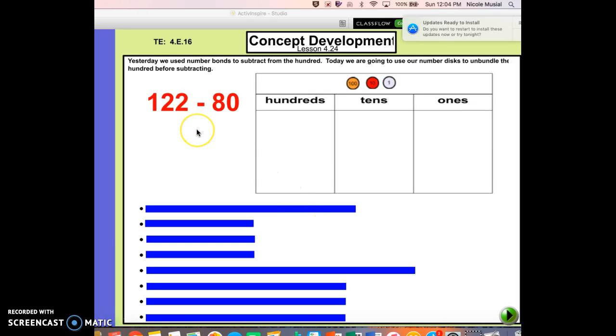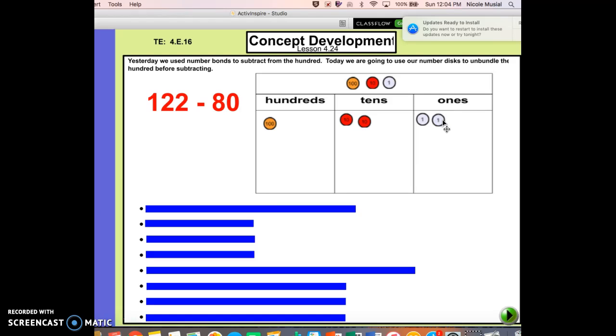So on your dry erase board, I want you to write down this number, 122 minus 80. And you want to be on the side where we have our template of our hundreds, tens, and ones. And what we're going to do is we are going to build that number 122. And you're just going to do your circles.